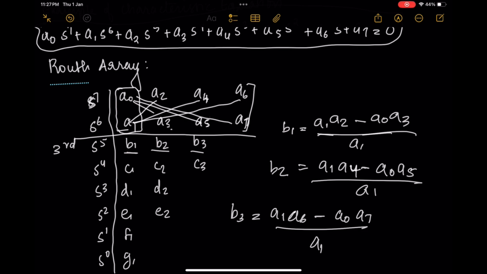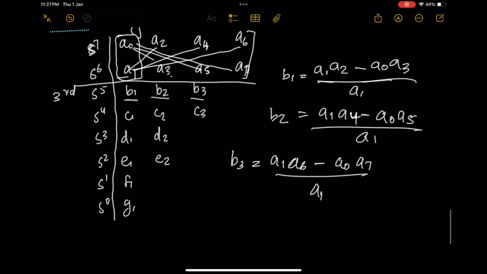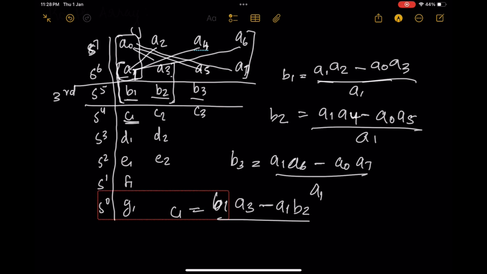I will also do C1 in order to get a better understanding. In order to find C1, I'll be considering the two rows above it, that is the A row and the B row. I'm considering the first column, that is A1 and B1, and the first term in the second column, and we'll be getting B1 A3 minus A1 B2 divided by B1 as C1.